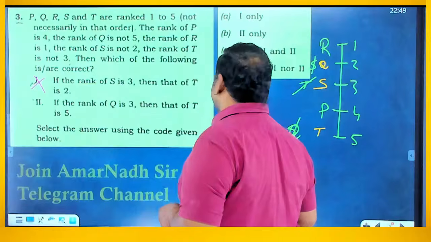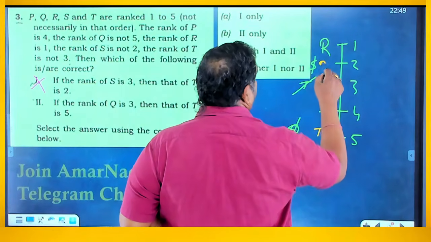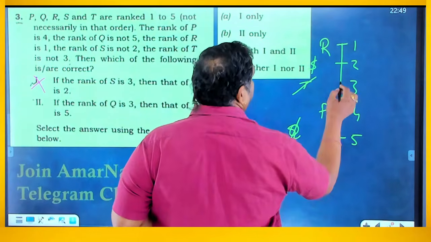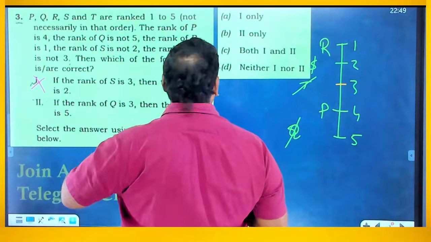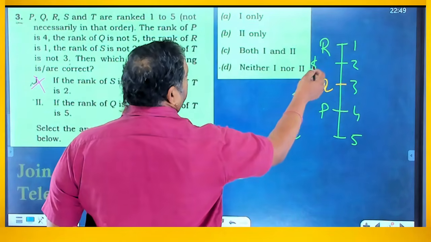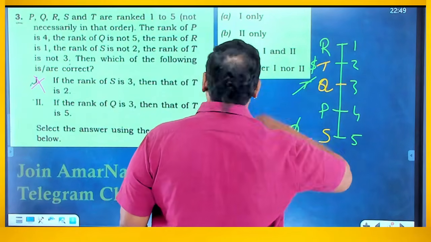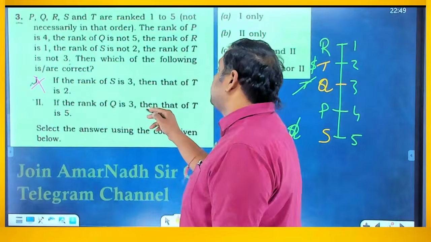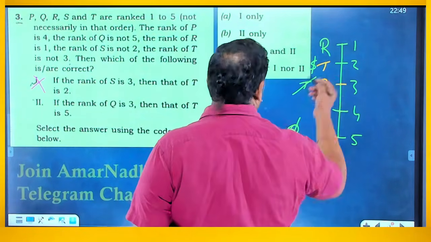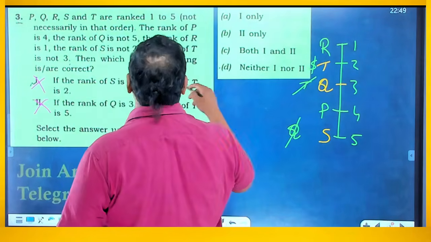Okay, let's go with the second one. If the rank of Q is 3, if he is using again, that's why I'm erasing the yellow ones that I wrote in the previous problem. Now, if the rank of Q is 3, this is Mr. Q, then S will not come in this place, right? Automatically S has to come to this place and T has to occupy this place. If the rank of Q is 3, then that of T is 5. Is T 5? No, T is 2. That means the second one is also invalid, so both 1 and 2 are invalid.